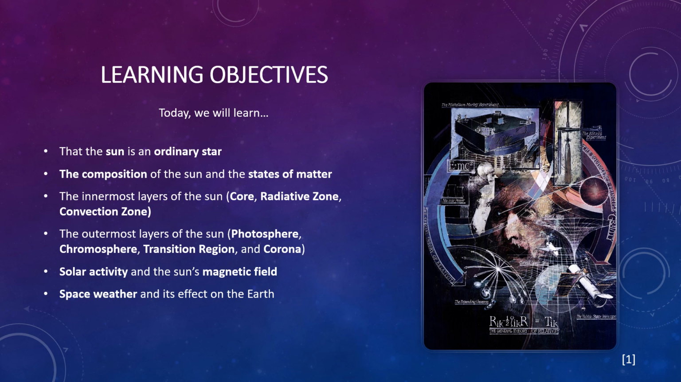In today's lecture, we will learn about how the Sun is rather an ordinary average star as far as all stars go. We will also talk about the Sun's composition and the various states of matter that occur within the Sun. And we'll talk about the layers, the innermost and the outermost, and also about how there's solar activity on the surface and the magnetic field gives rise to a lot of interesting phenomena, such as space weather and how it affects the planet Earth.